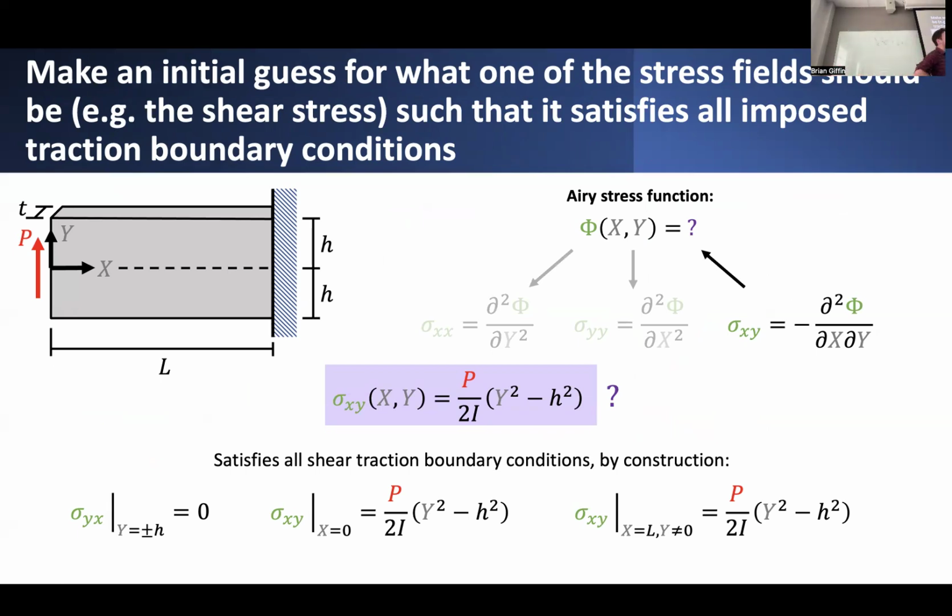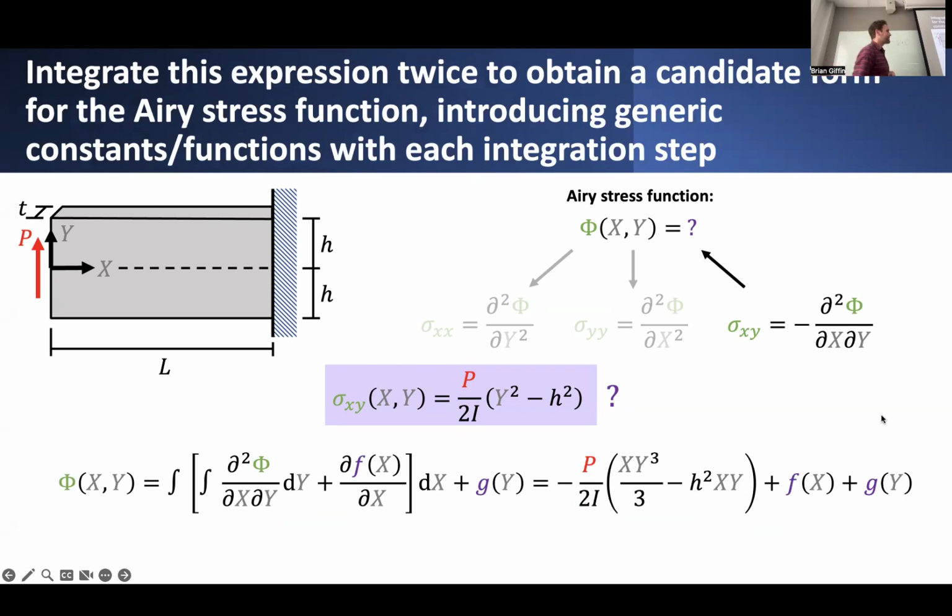And if I do that, then I can say, let's now figure out, can I use this guess for what the shear distribution looks like, and go back? I want to find out what's the Airy stress function that gave me this stress. And it's related through this differential relationship. The shear stress is equal to minus the second partial derivative of the Airy stress function with respect to x and y. If I wanted to find the Airy stress function given sigma xy, I could integrate this expression twice, first with respect to y, then with respect to x, or the reverse. First with respect to y, then x, it doesn't matter.